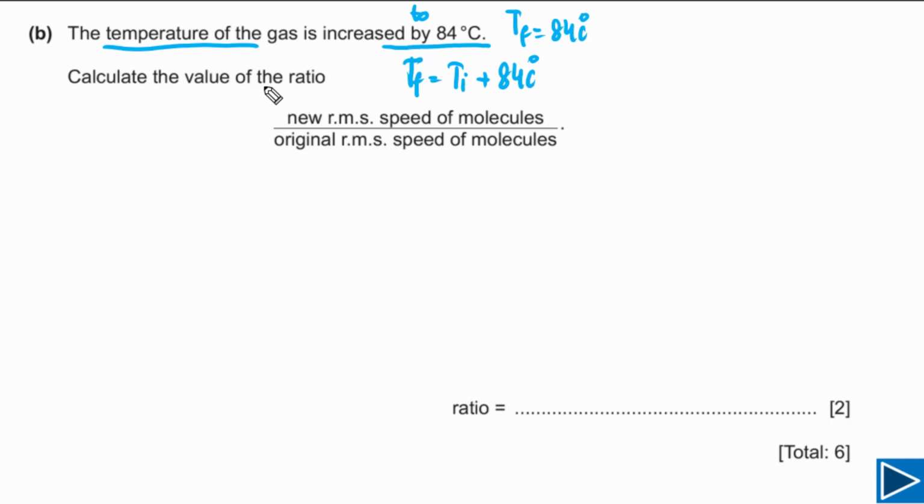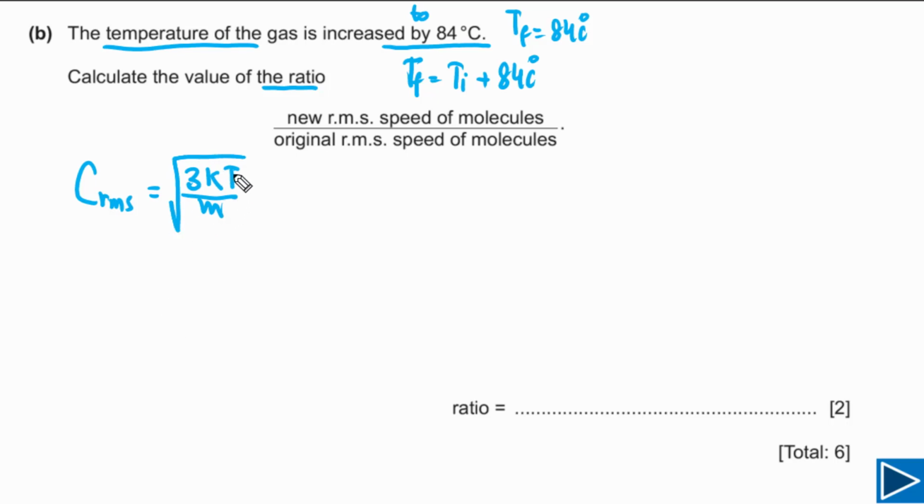Now the question is asking us to calculate the ratio between the new RMS speed of molecules to the original RMS speed of molecules. It means you have to divide the new RMS speed by the original RMS speed of molecules. Now the temperature is higher. So for this purpose, simply start from here. For c RMS, we have already derived this formula. This is equal to root of 3kT divided by m.